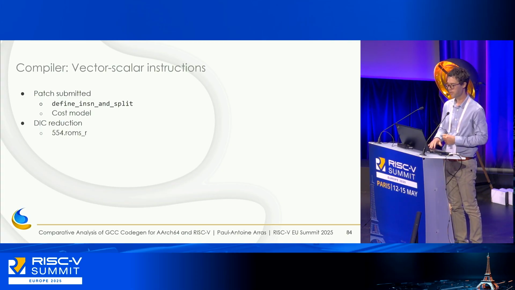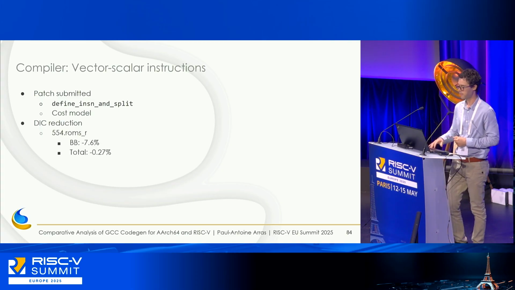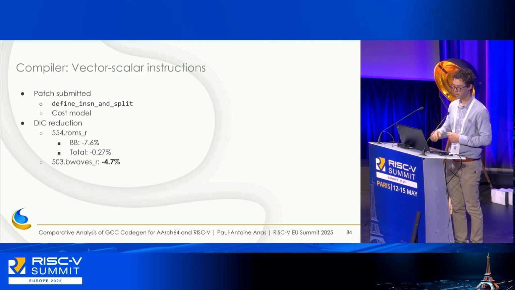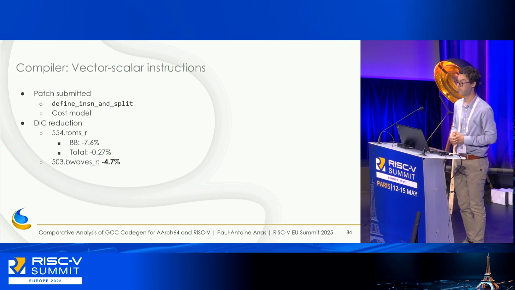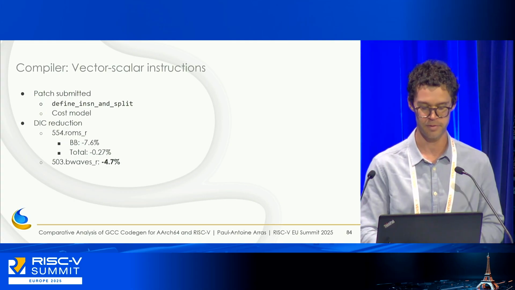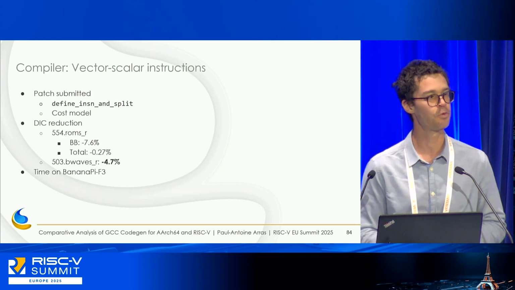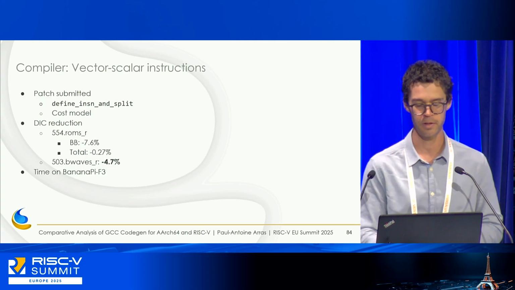With this patch, I've shown that I got a dynamic instruction count reduction on some ROMs, which is the benchmark on which I did the analysis, but also on B waves, actually I'm getting an even better reduction, minus 4.7%. But now the question is, does that translate into actual performance gain on the real hardware, on real design?